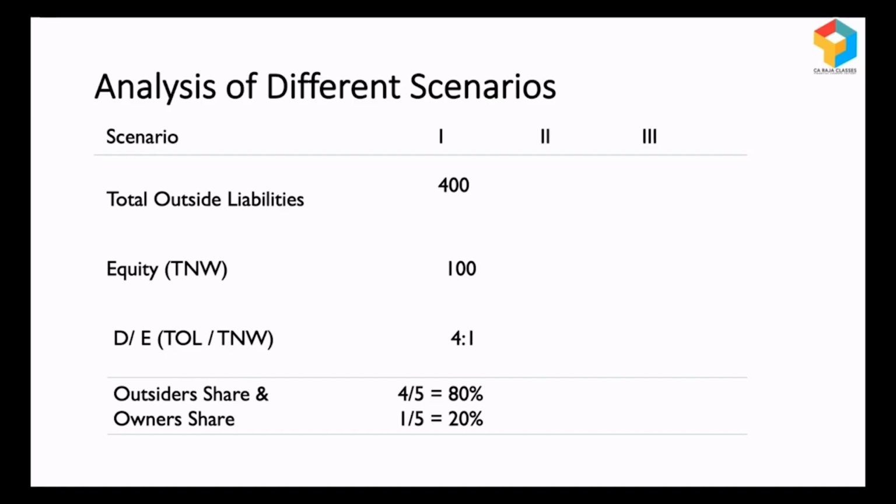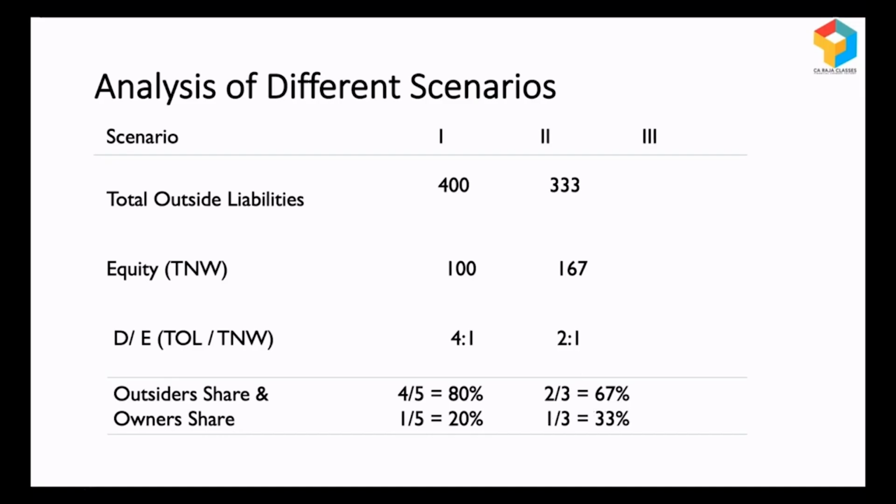But let's look at scenario 2. I'm going to take the same total funds of 500, but I'm just changing the proportion. I'm saying total outside liability is 333 and equity is 167, and if I calculate debt equity ratio, it is 2:1. 333 by 167 gives 2:1. It means if 1 rupee is contributed by the owner, this business is borrowing 2 rupees. So if this business is raising 3 rupees, 2 out of 3 is contributed by outsiders, and 1 out of 3 is contributed by the owners.